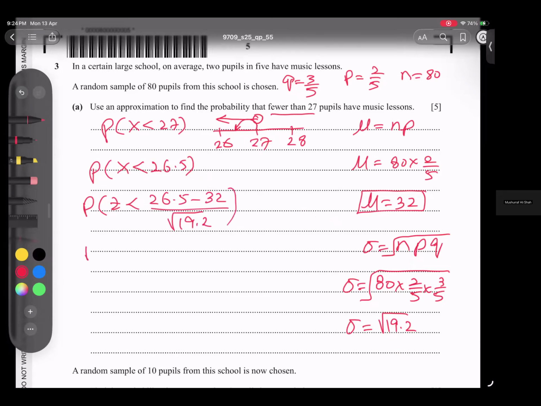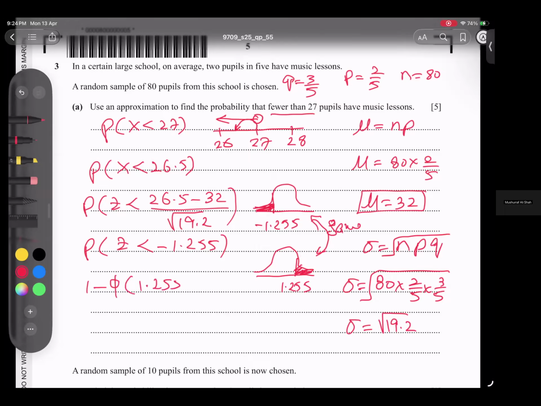And now I'm going to type this in the calculator, and this answer turns out to be negative 1.255. Okay, and students, you know it very well. Whenever a negative value comes, lesser means this portion. If I draw the same bell shape on the positive side, this area and this area are the same. The white portion is called phi, and the other is called 1 minus phi. So I'm finding 1 minus phi of 1.255.